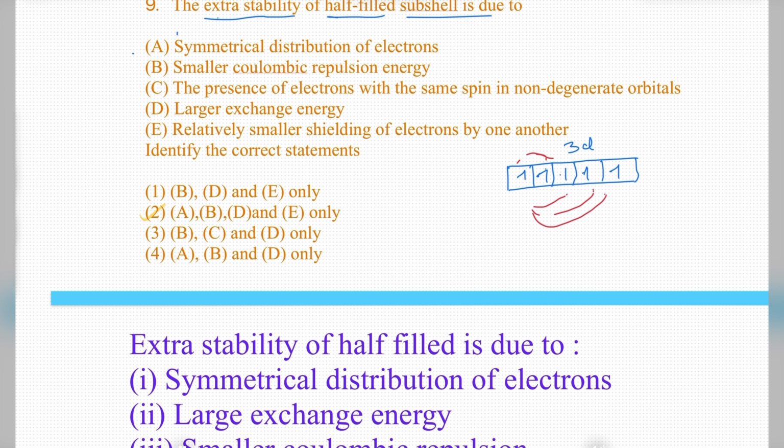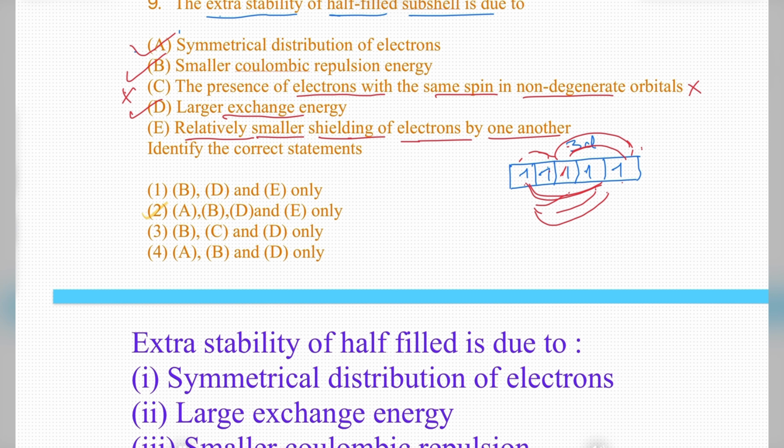Presence of electrons of the same spin in a non-degenerate orbital, that is wrong. So C is wrong, and where C is not there, that will be your answer. Check it out: symmetrical distribution, yes. Smaller Coulombic forces, that is also right. Large exchange energy, that is also right. Relatively smaller shielding effect of electrons on one another, that is also right. So our option is A, B, D, E. Only C is wrong. The option is A, B, D and E, but not C. Clear? That is our answer.